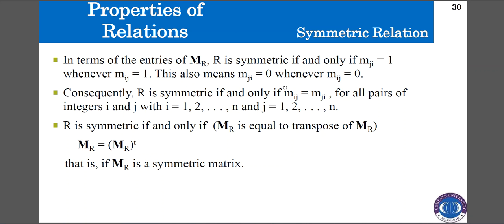So if we take the transpose of the matrix and we get the same matrix, then the two matrices are the same. A relation that obtains such a similar matrix is called a symmetric relation.